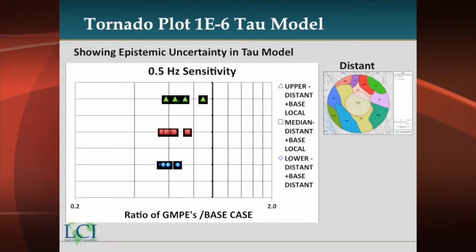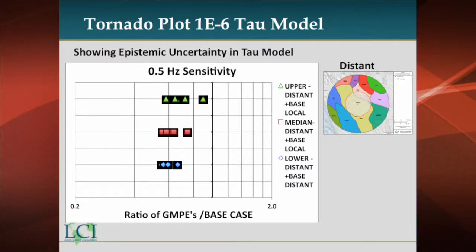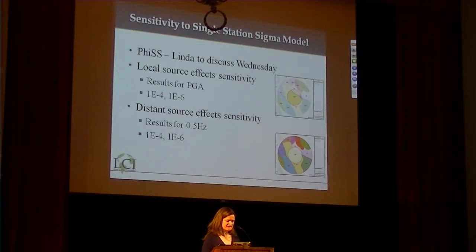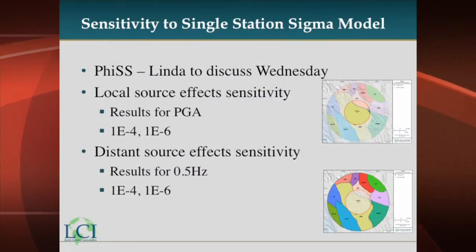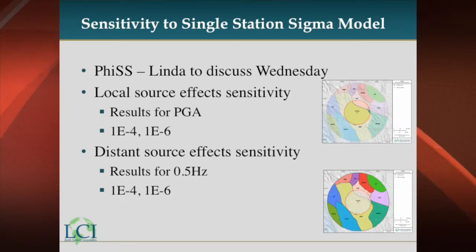Any questions on this slide? I'll move on to the next one. Okay. So now, the next one, we're going to be going over the sensitivity to a single station sigma model, and I believe Linda will be discussing that after lunch, the VSS. And similar, breaking up into local source effect sensitivity and distant source sensitivity. The local is showing the results for PGA, and for the distance for half a hertz.